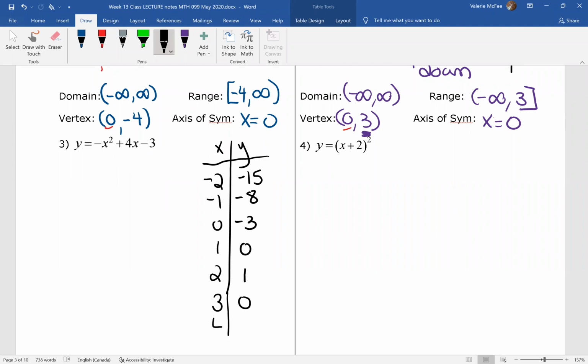What about 4? -16 plus 16 minus 3. This is -3. This is much better. So we can actually ignore these values here. But now I have that symmetry we were looking for. Let's graph this equation.